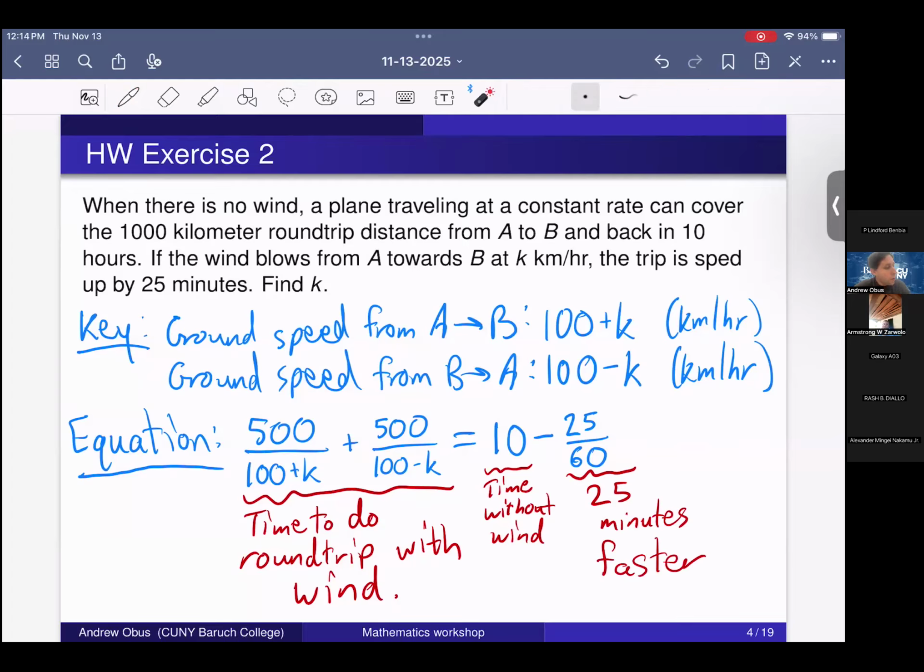Okay. So what we really want to set up as an equation is that this expression equals 10 minus 25 over 60. And then, as Linford did, you can combine these fractions, and that will exactly give the answer that he wrote down. So we'll combine these. I'll write down this 100,000 divided by 10,000 minus k squared. But before I do that, does everybody understand why this is the equation that we want to solve here?